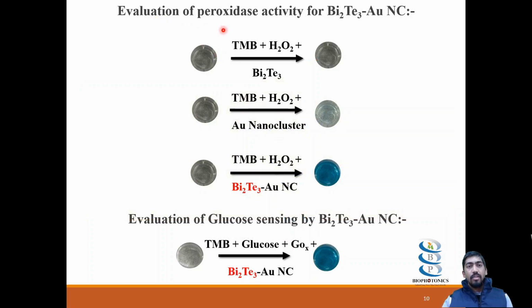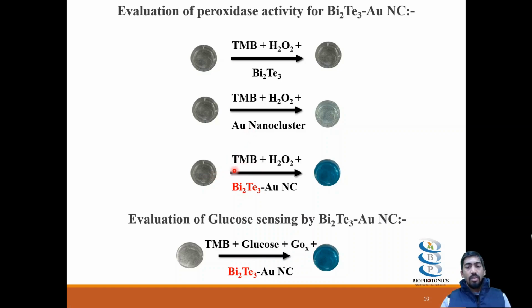So later we evaluated the peroxidase activity of our bismuth telluride gold nanocomposites, and we compared the catalytic activity with the bismuth telluride and the gold alone. So in the first case, we used bismuth telluride where no change was observed. It means no peroxidase activity was observed for bismuth telluride. Secondly, we used gold nanoclusters where slight peroxidase activity was observed, with a slight change in the color, which indicates the intrinsic activity of the gold nanoclusters.